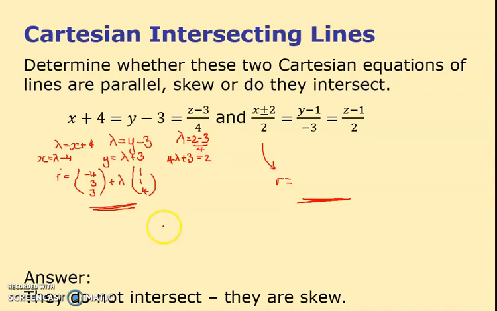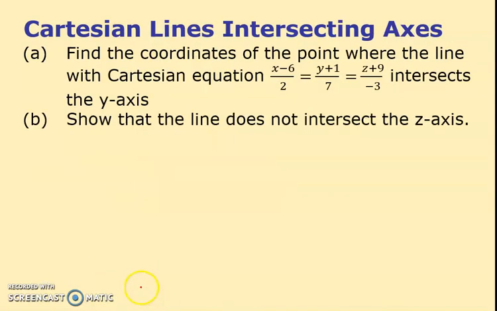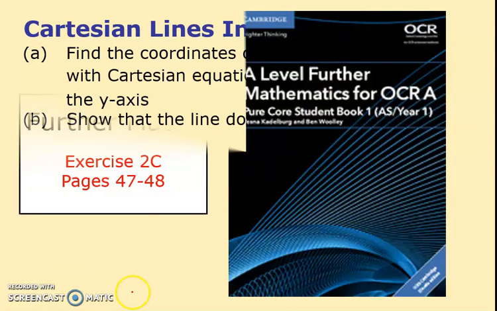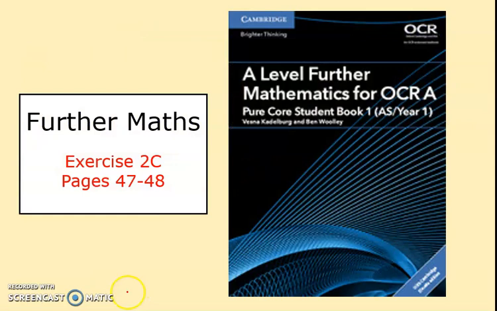I wonder if there's an easier way using Cartesian equations instead. Either way, it says they do not intersect, they are skew. We'll look at that in class, and we'll look at this last equation in class as well, because I want us to do exercise 2C.